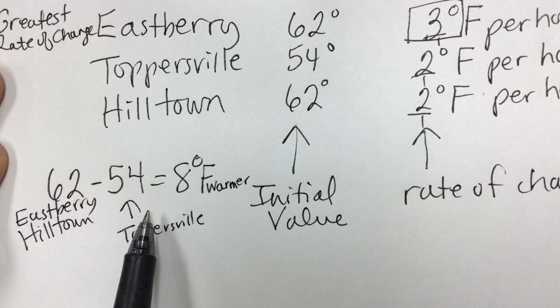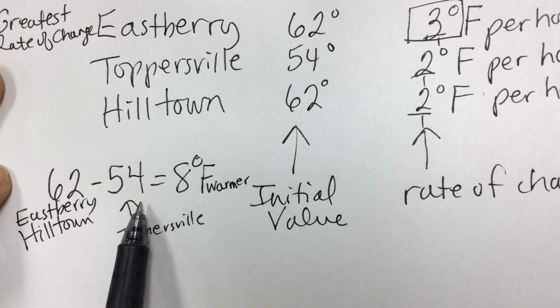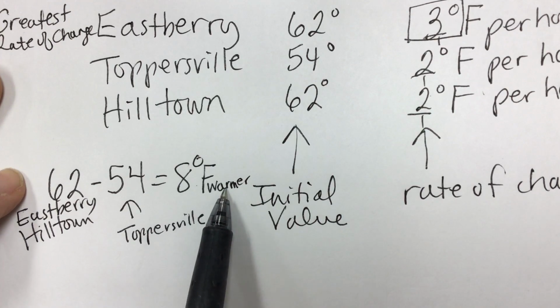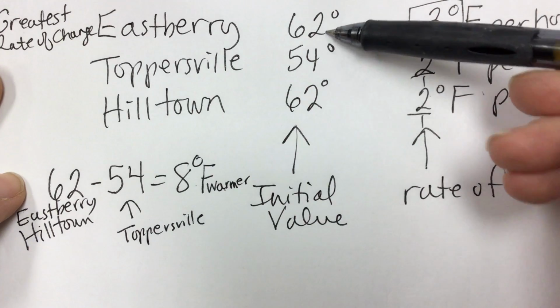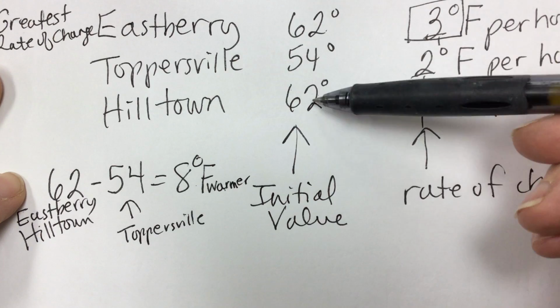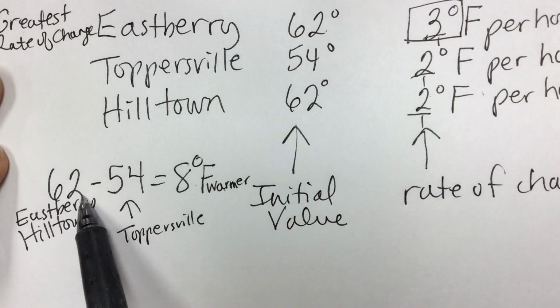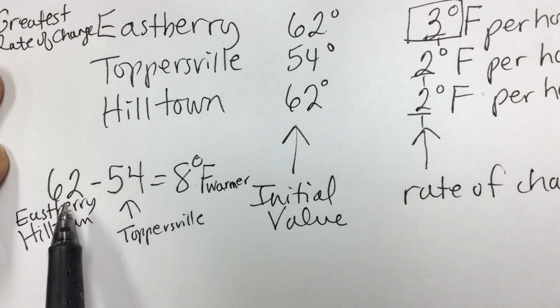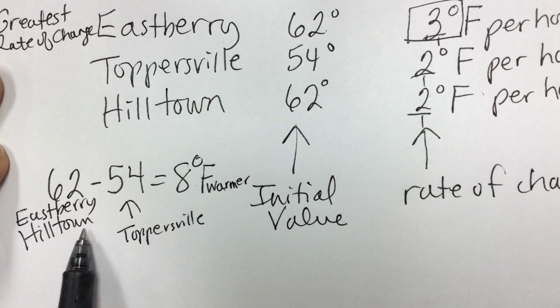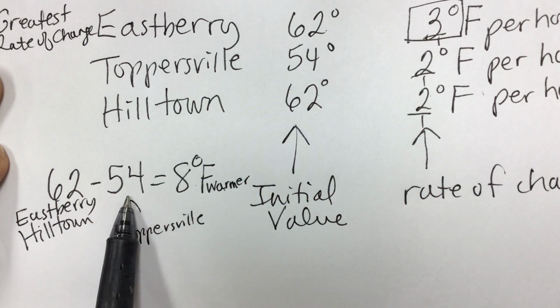At 8 o'clock, it was 8 degrees warmer in these two cities that had the 62 and the 62. It was 8 degrees warmer in Eastbury and Hilltown because it was 62 degrees, and in Toppersville it was 54.